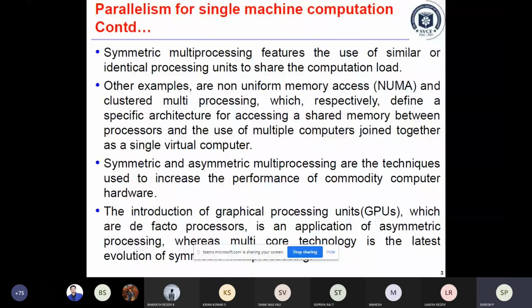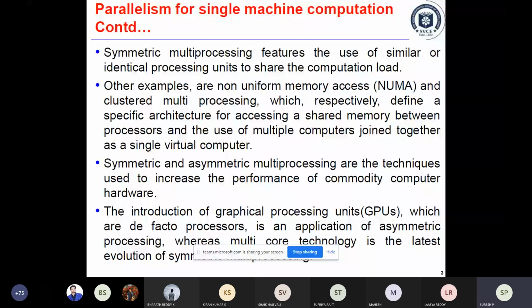So now these are the two different techniques, symmetric and asymmetric multiple processing, which will normally be used to increase the performance of commodity computer hardware. Okay, so when you want to increase the performance of commodity computers, we make use of symmetric multiple processing and asymmetric multiple processing. Now, apart from these two, there are other processing units which came into existence.